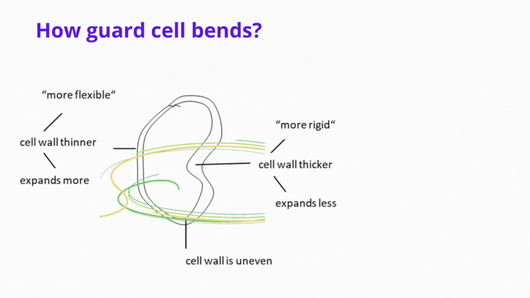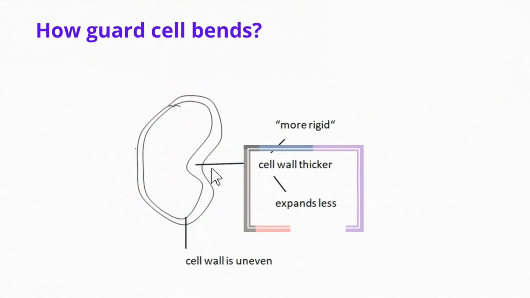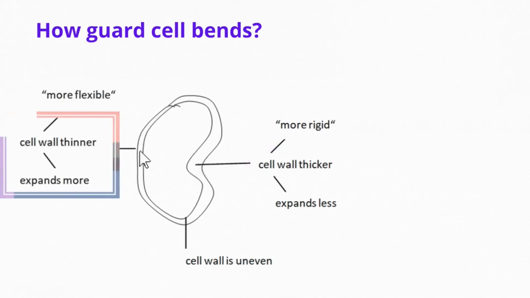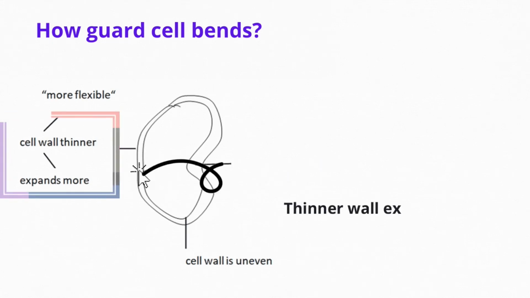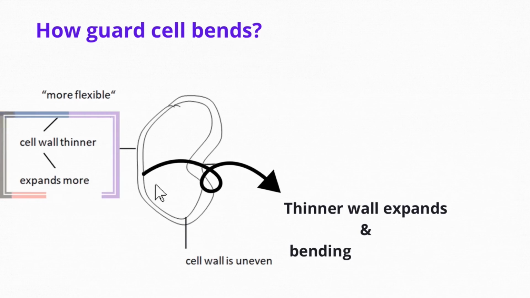It has an uneven cell wall. The inner side has a thick cell wall that expands less, or it is more rigid. While the cell wall on either side is thinner, and it expands more as it is more flexible. So, when the guard cell becomes turgid due to water, the thinner cell wall expands, and the bending of the cell takes place.